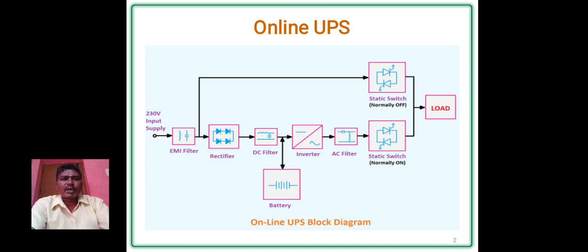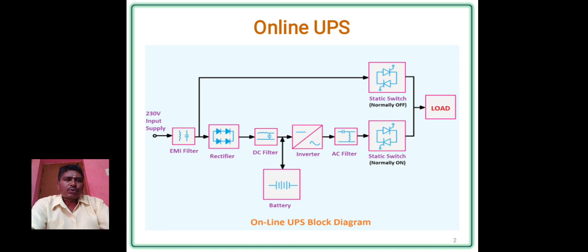Then the third component is the DC filter. The main function of this DC filter is to filter the impure DC that comes from the rectifier circuit. Next one is the battery. The battery is connected to the output of the DC filter circuit. So when the UPS is connected to the power supply, the battery will charge.